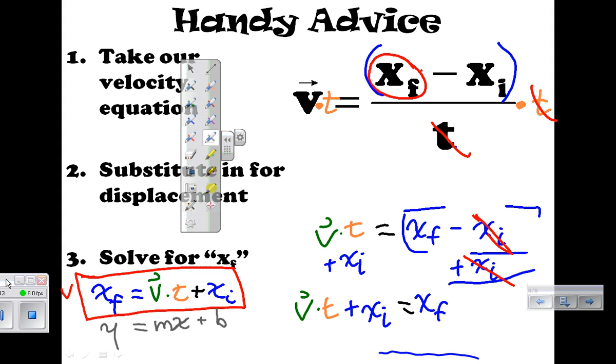As we already said, the m, slope, is the velocity of that object. And this b, which math teachers call the y-intercept, we call the starting point. So how far an object is from where it started depends on time and velocity.